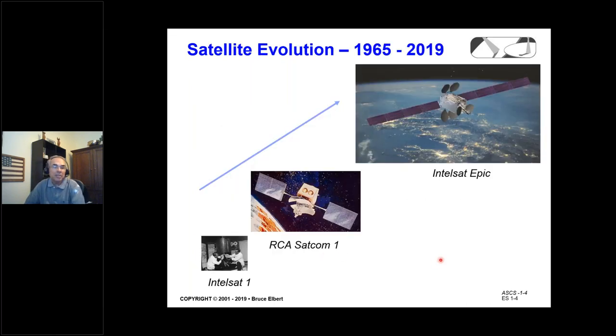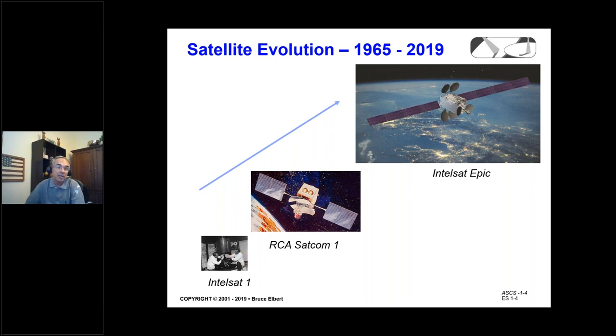So talking about the satellite evolution, when I started in the industry, we only had a few of these very small geostationary satellites like Intelsat 1 and 2 and 3 when I started with COMSAT. COMSAT put the Intelsat system together. Intelsat is still today the largest operator of geostationary satellites.